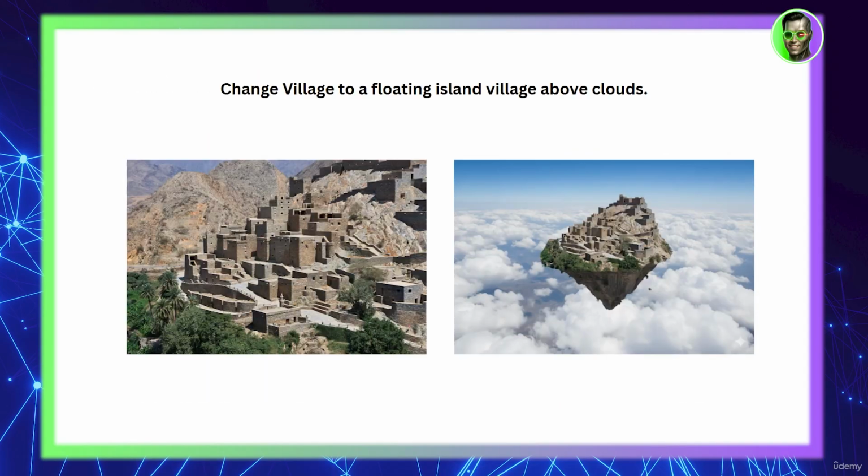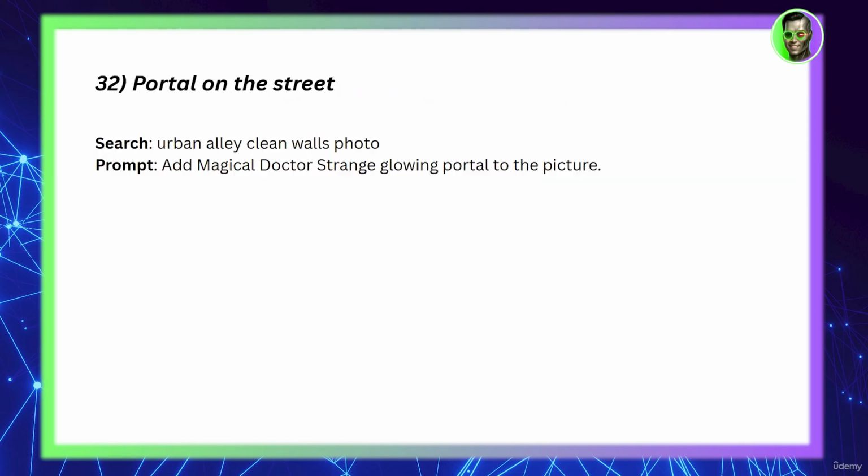How about if you take a village and you made it seem like that village is like a floating island? You can see on the left side picture, that's a village in Morocco, I believe, a site where they do some movie shoots, I think the Gladiator movie was shot there. There was a shooting in that particular place. How about if you turn that into like a floating village island? And you can see on the right-hand side what the result was. And all of that was by saying change village to a floating island, village above clouds.